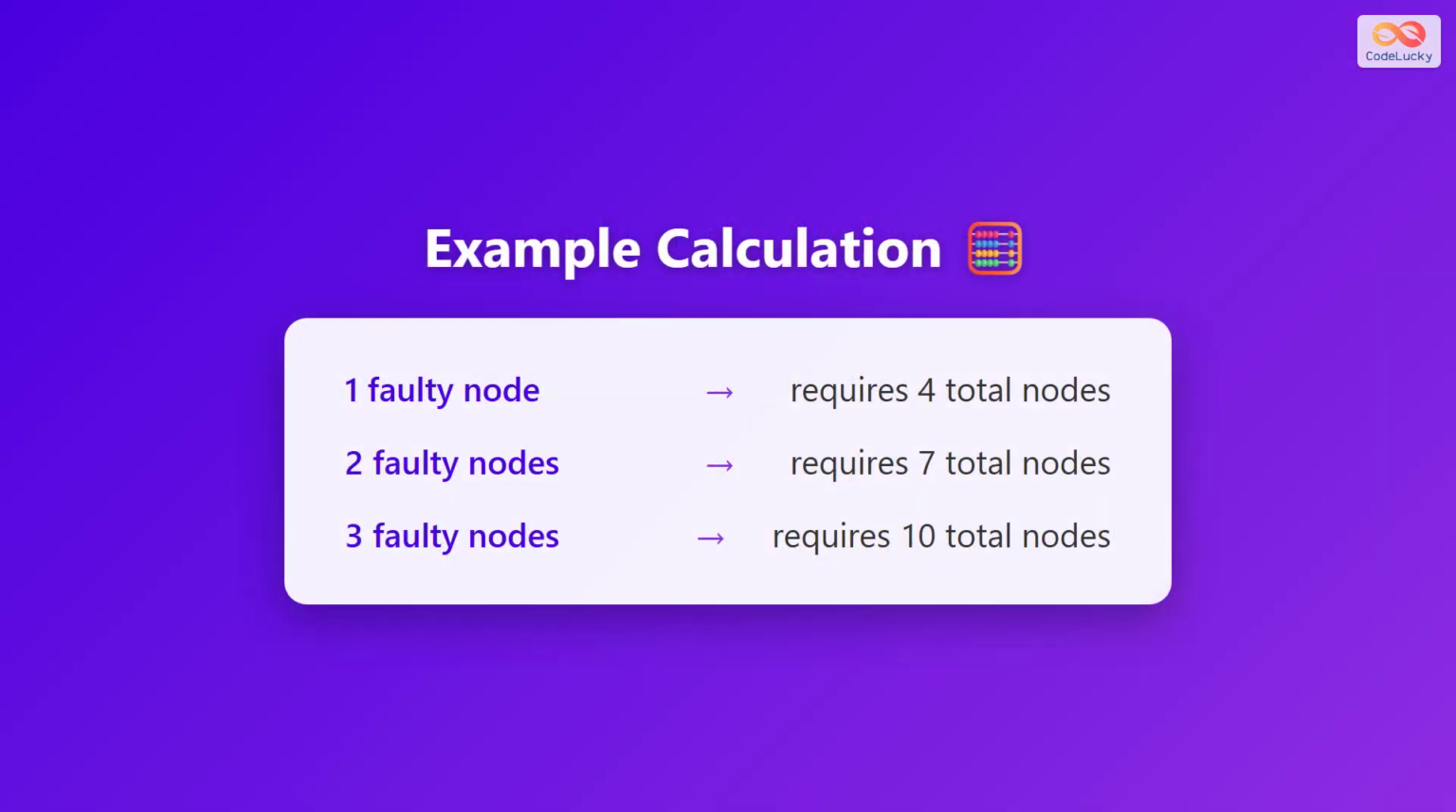Let's see how this formula works in practice. If you want to tolerate 1 faulty node, you need at least 4 total nodes in your system. To tolerate 2 faulty nodes, you need 7 total nodes. And to handle 3 faulty nodes, you need 10 total nodes. Notice the pattern. As you want to tolerate more faulty nodes, the total number of nodes required increases significantly. This is why Byzantine fault tolerance comes with a cost in terms of system resources and communication overhead.